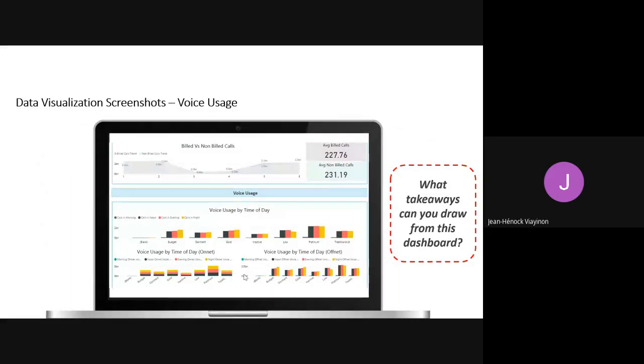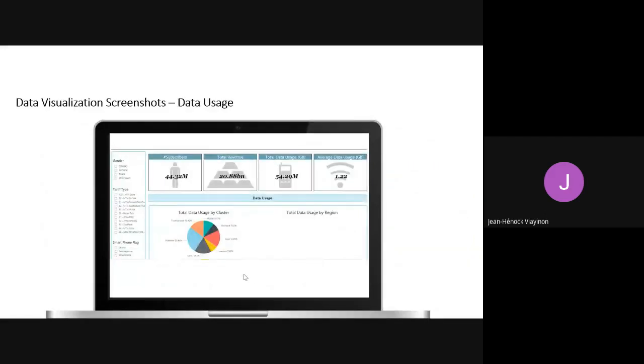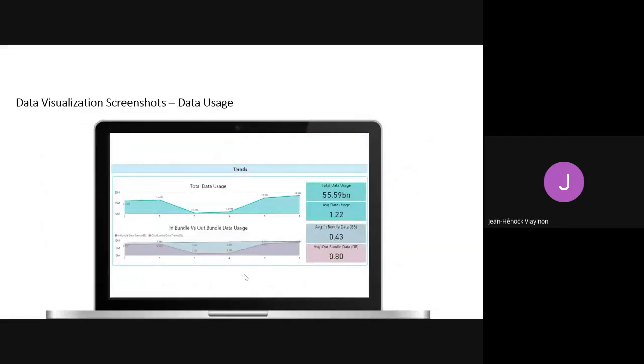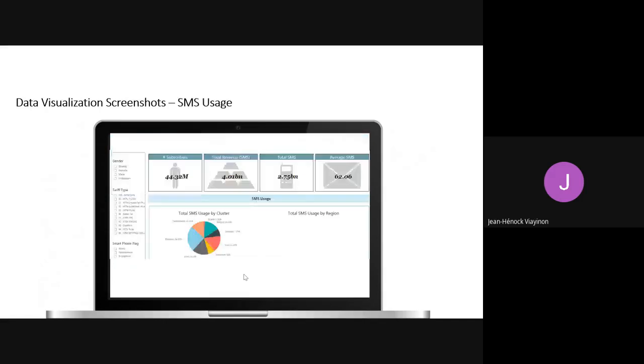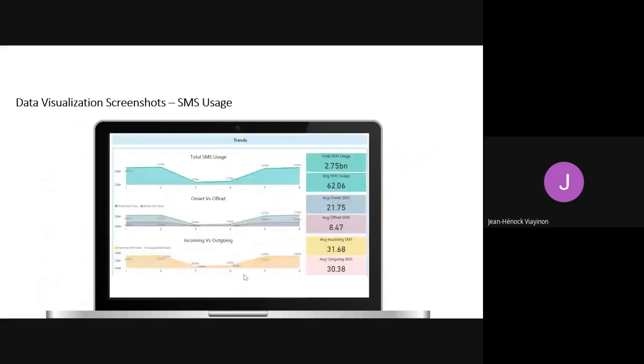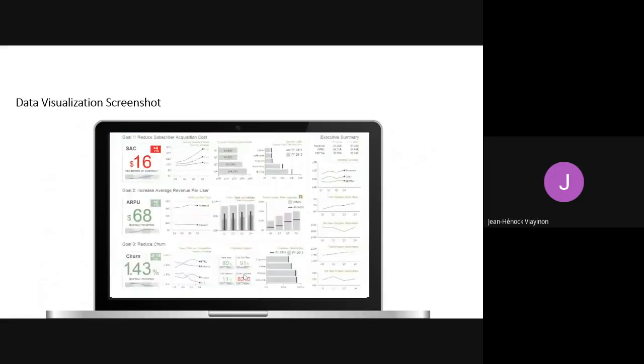Yes, you're just thinking about it. And so now, these are the kind of visualizations you could have as a data scientist working in the telecommunication industry.